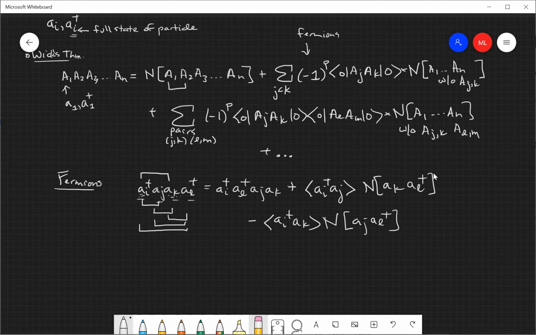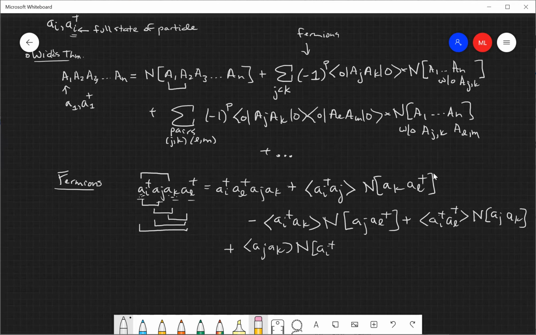And you can go on. Then there's contraction between AI dagger and AL dagger, right? And that requires 2 flips, so that's okay. And then you have the normal ordering of AJ, AK, and then you don't have to do anything with that. Then you have a contraction between AJ and AK. Again, they're already together, so you don't have to do anything there.